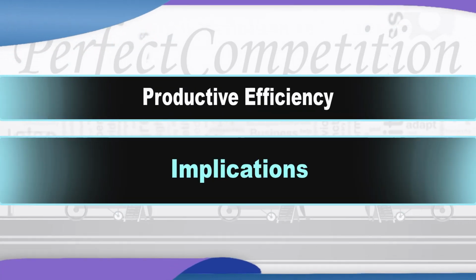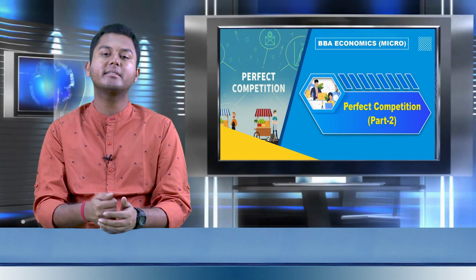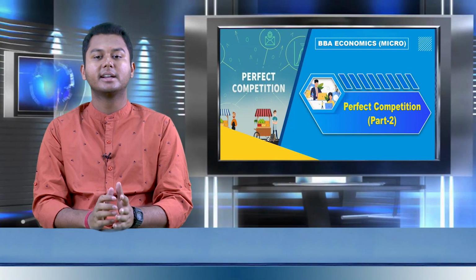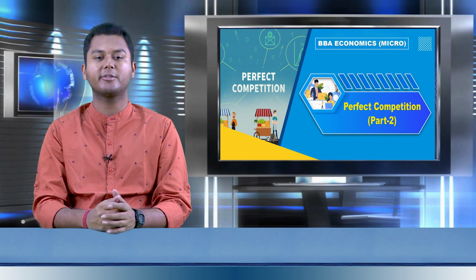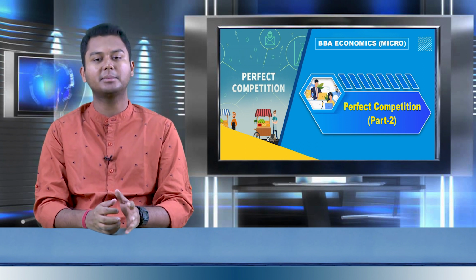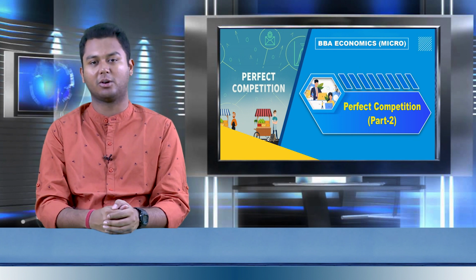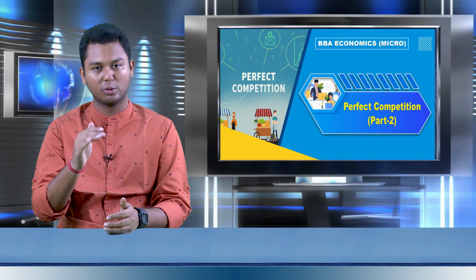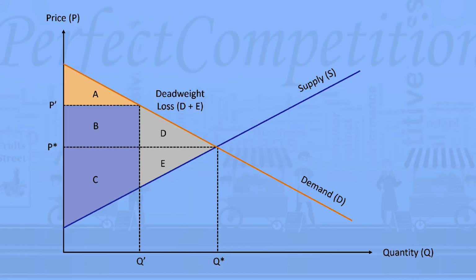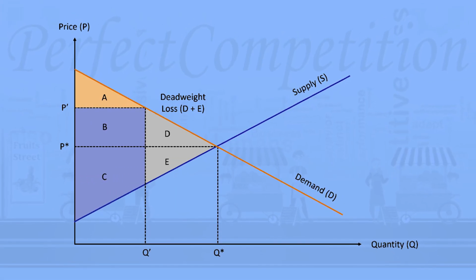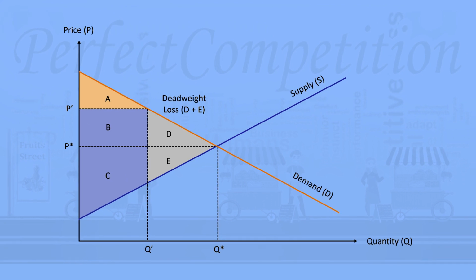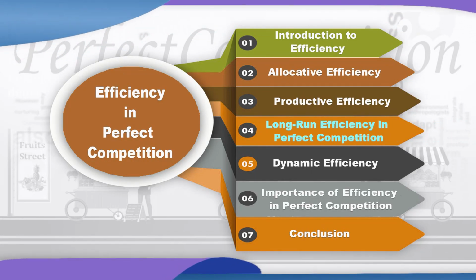If we look at the implications of this, productive efficiency ensures that resources are not wasted in the production process, allowing firms to produce the maximum output at the lowest possible cost. This leads to lower prices all over for consumers and higher levels of output in the market, thus contributing to overall economic welfare.